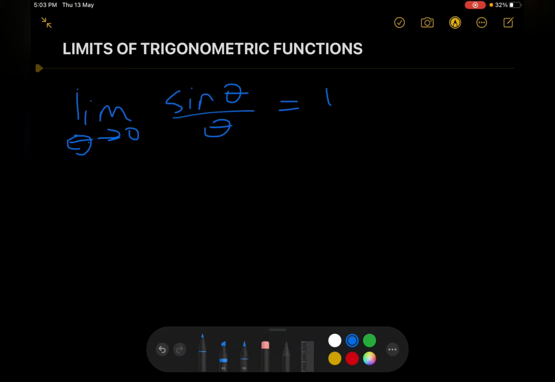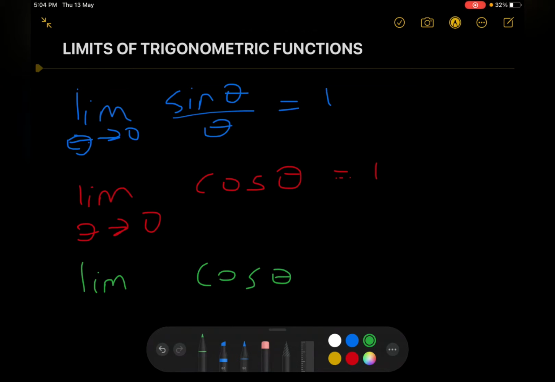The second thing, which I will do in red, the limit of cos theta as theta approaches 0 is equal to 1. The third thing that I will be doing in green, the limit of cosine theta minus 1 over theta as theta approaches 0 is equal to 0.